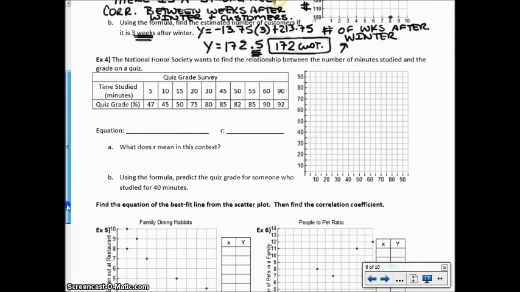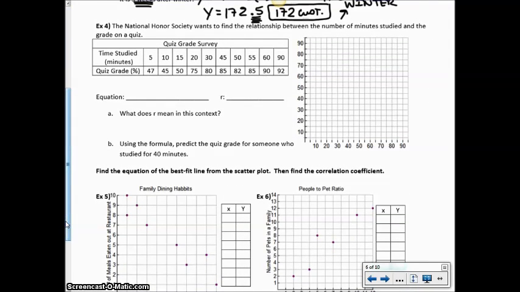All right, number 4 says the National Honor Society wants to find the relationship between the number of minutes studied and the grade on their quiz. So our x-axis is time studied, and that's measured in minutes. And then on our y-axis, this is our quiz grade, and it is a percent. So I'm going to write a little percent there so that we'll know. Okay, so go ahead and put this in the calculator, pause it, come back when you're ready.